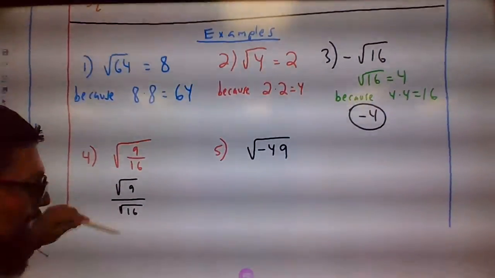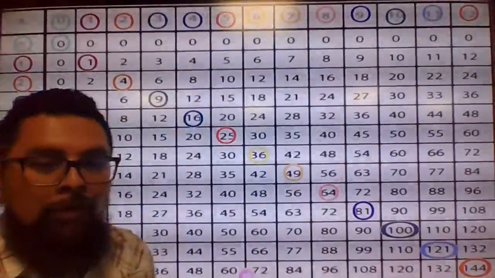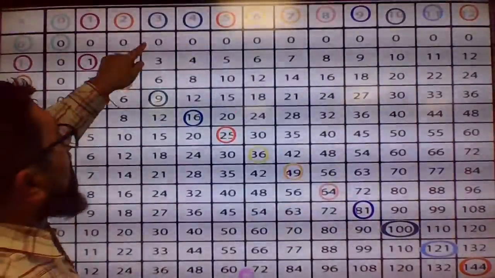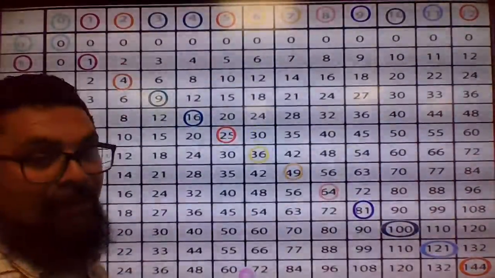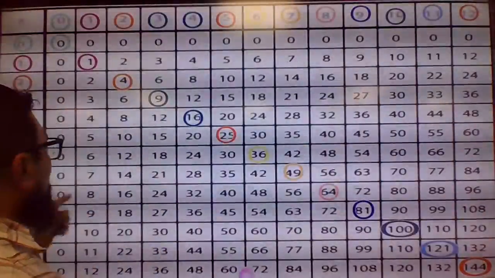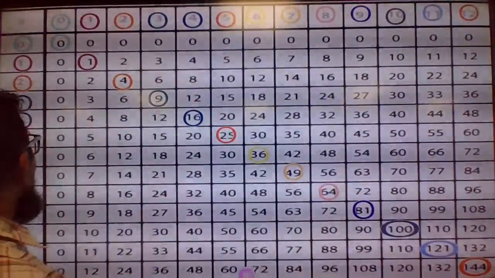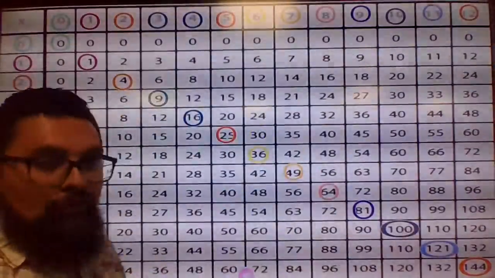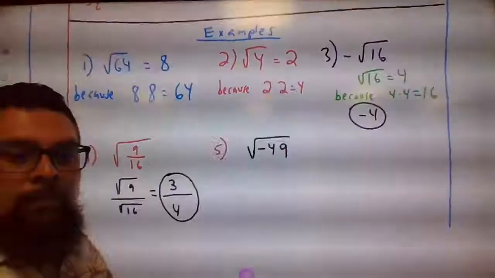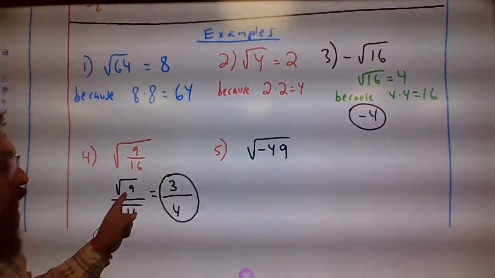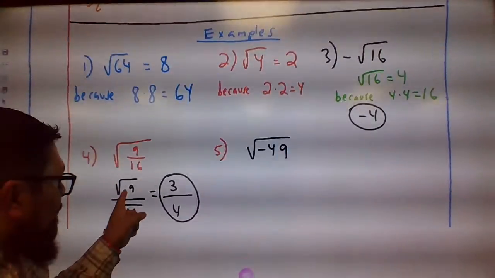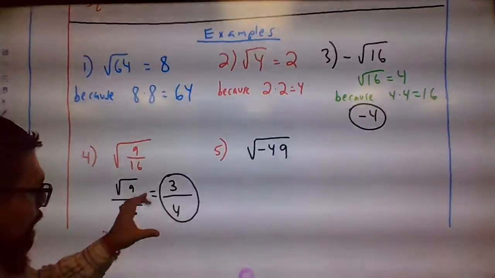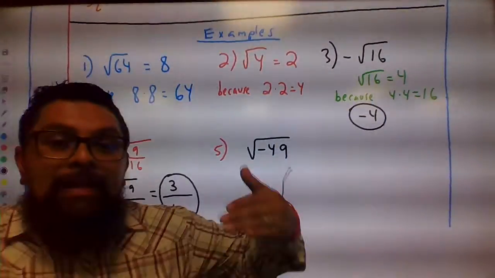Let's find the square root of 9 and the square root of 16. First, the square root of 9 is 3 because 3 times 3 is 9. Now the square root of 16 is 4. So individually, the square root of 9 is 3 and the square root of 16 is 4. Together, it's 3/4.